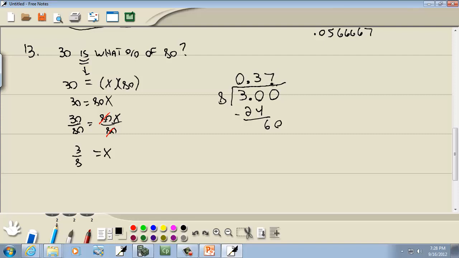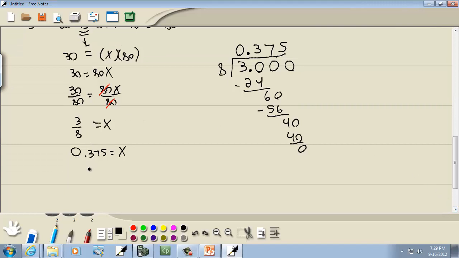That goes into that 7 times. 7 times 8 is 56. Subtract that, we get 4. Add another 0, and 8 goes into 40 5 times. 5 times 8 is 40, and then that gives me 0. So this becomes 0.375.